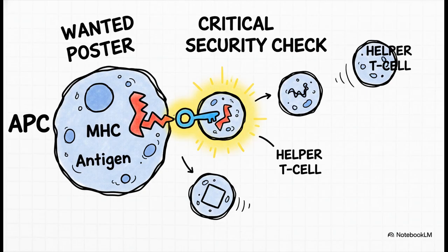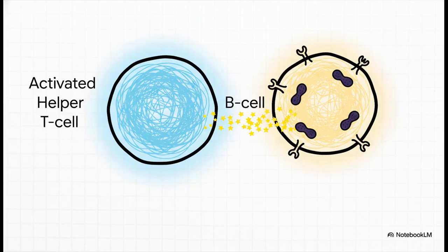Only a T cell with a receptor that is a perfect one-in-a-million match for that specific piece of the invader can bind to it. This is a critical security check to make sure the threat is real. Once the helper T-cell commander is activated and convinced of the threat, it goes searching for the final member of the team, the B cell.